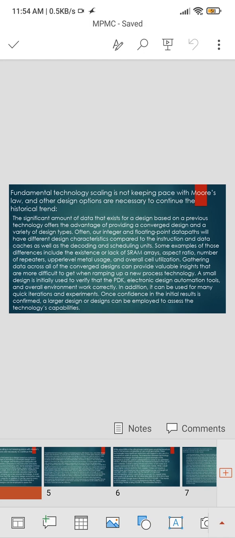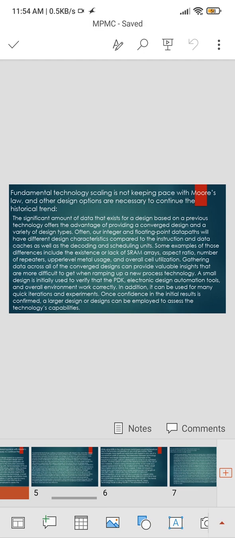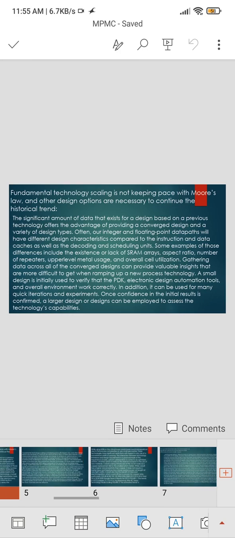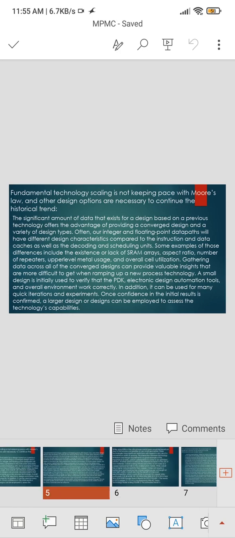A small design is initially used to verify that the PDK, electronic design automation tools, and overall environment work correctly. In addition, it can be used for many quick iterations and experiments. Once confidence in the initial results is confirmed, a large design or designs can be employed to assess the technology capabilities.